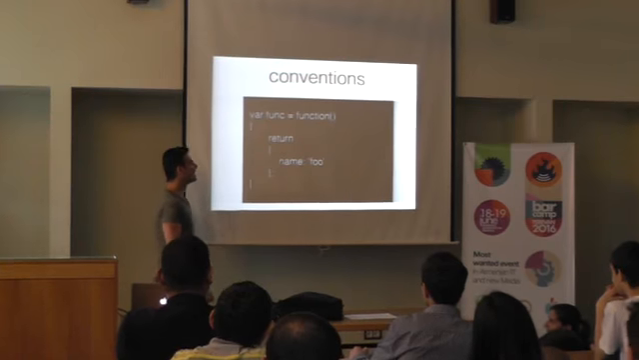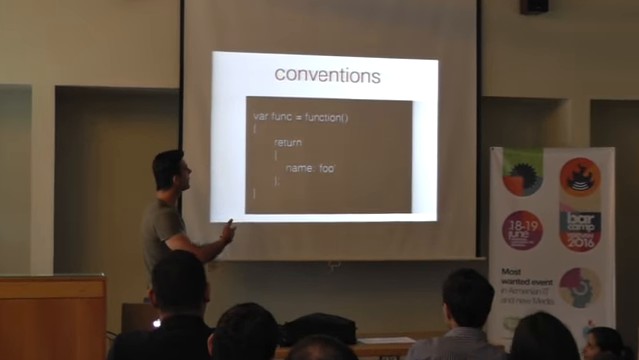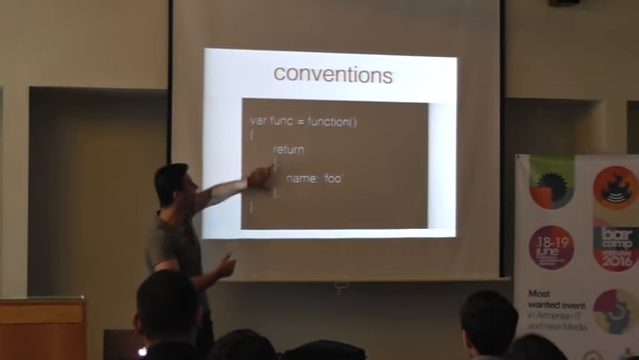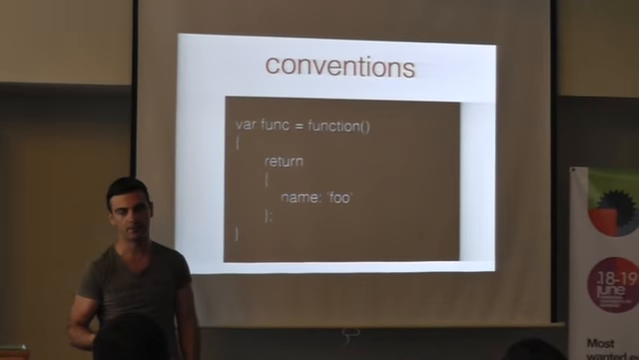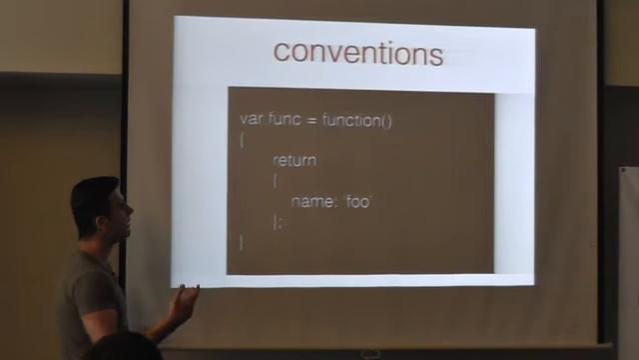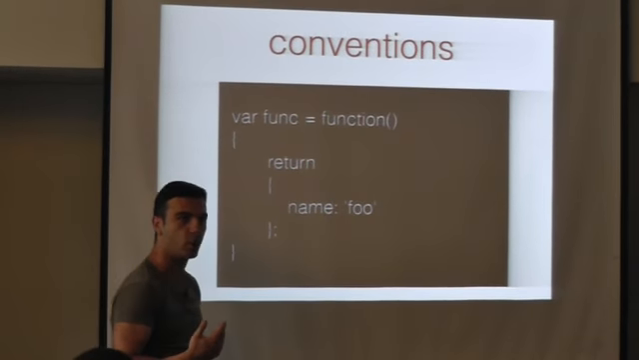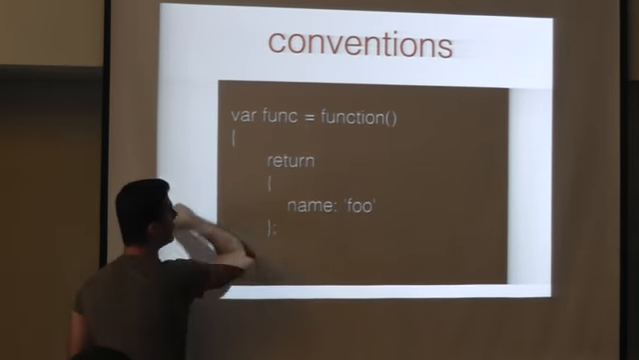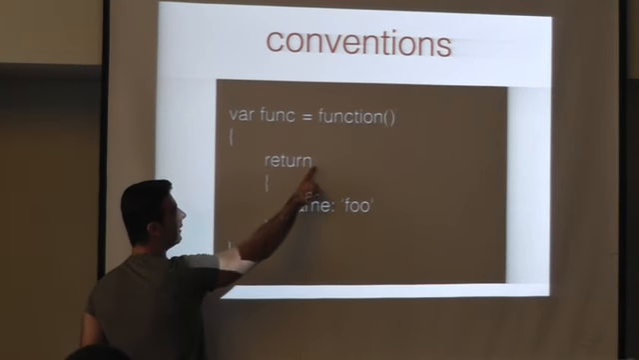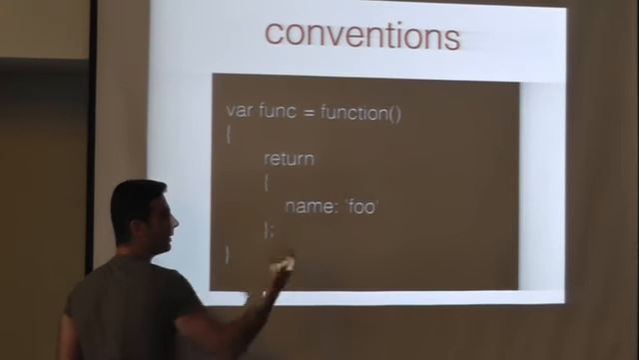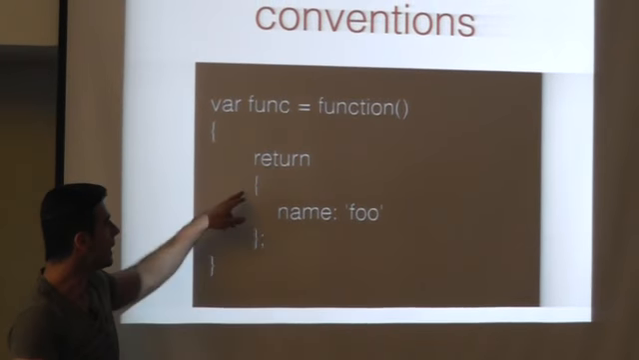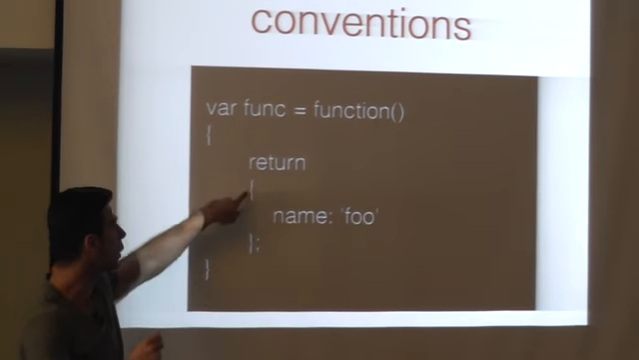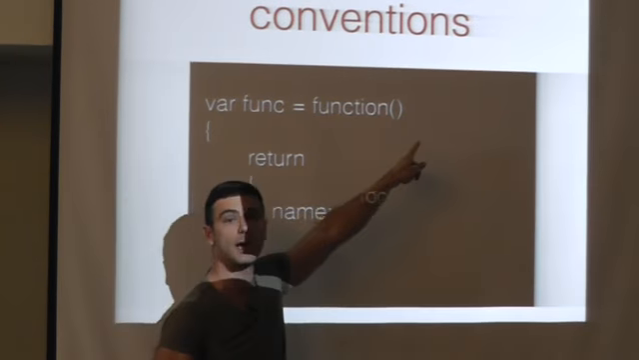Yes, exactly. So when you first look at this, you think, okay, this is a function that's going to return an object that has a name attribute with a string foo in it, right? But in reality, JavaScript has what's known as automatic semicolon insertion. And what it will do is it will insert the semicolon right there and return, well, nothing, which in JavaScript is undefined.